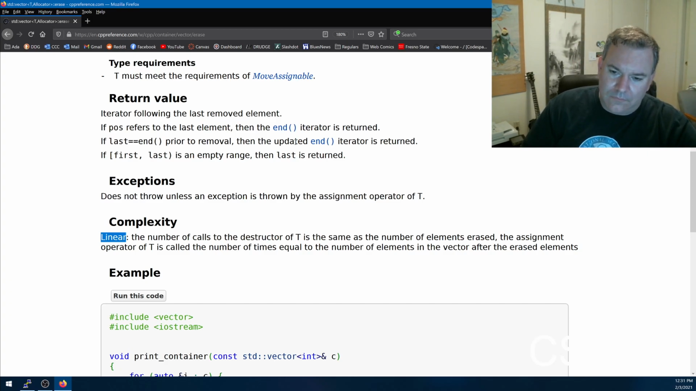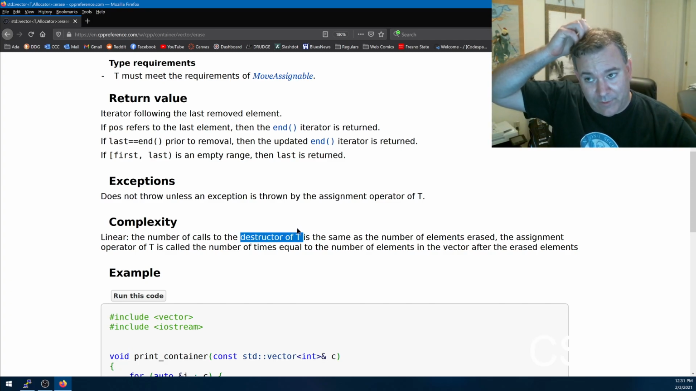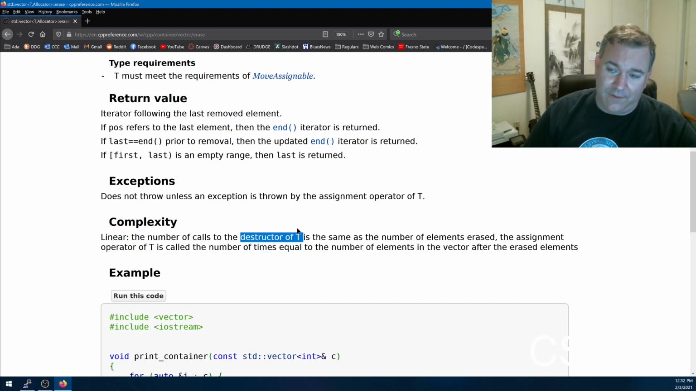The number of calls to the destructor of T is the same as the number of elements erased. The assignment operator is called a number of times equal to the number of elements after the erased. So if you're deleting n objects, then it's going to call n destructors, because the destructor gets called implicitly every time you destroy something. If you're destroying 50 things from a vector using erase, you have to call the destructor 50 times. And if you have another billion elements in the vector, you have to call the assignment operator, which is the equals operator, 1 billion minus 50 times. So you're going to be doing n work, where n is the size of the vector.